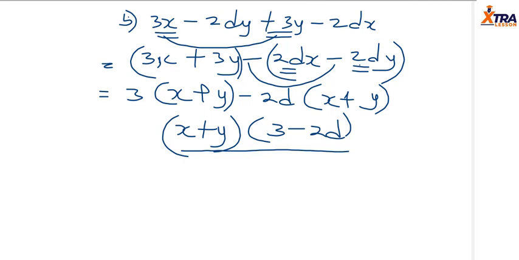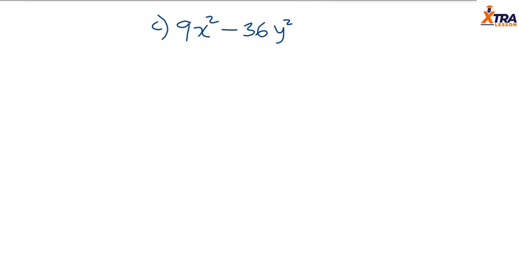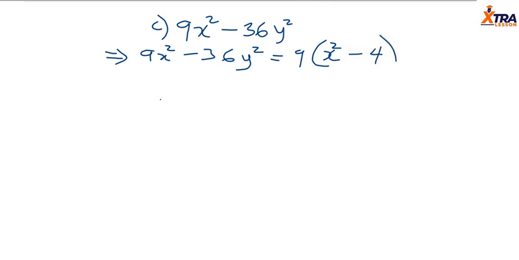So let's take a look at another example. You have 9x squared minus 36y squared. If you look at this question, 9 is common because 9 can divide itself and it can divide 36. So we bring out 9. So I have x squared minus 4y squared.